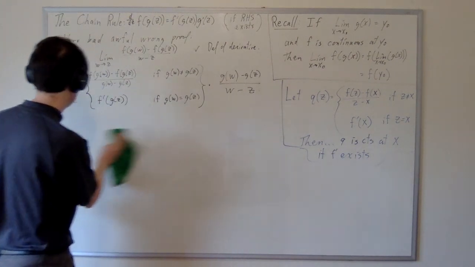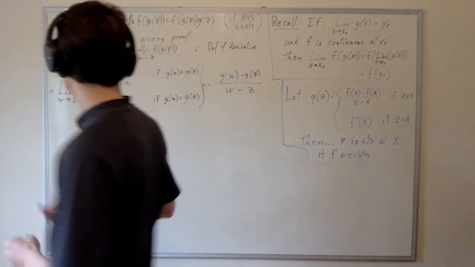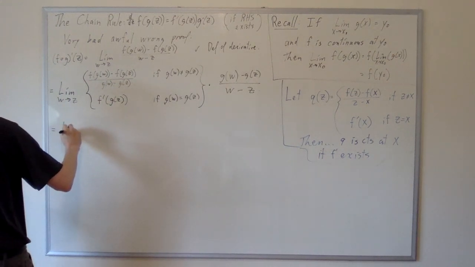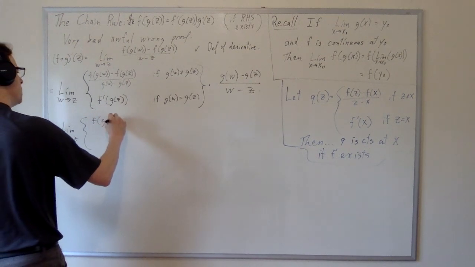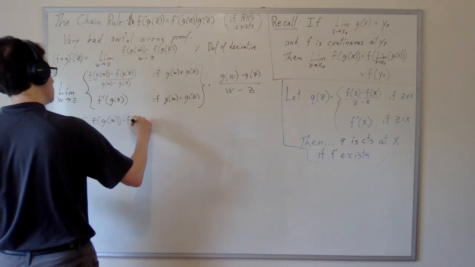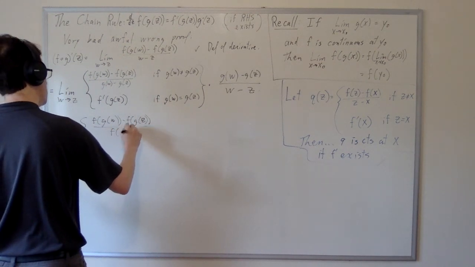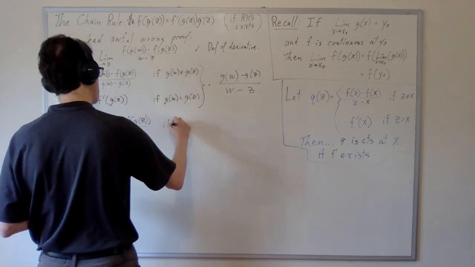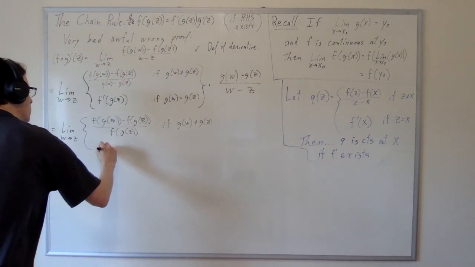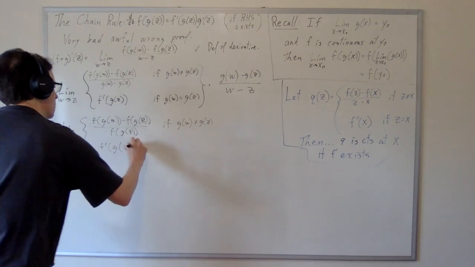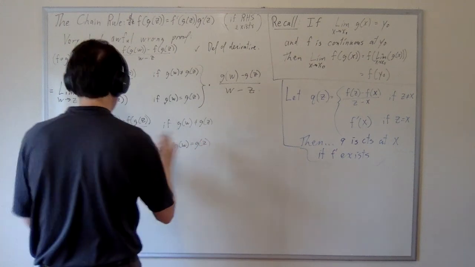Now I'm going to split this limit into two limits, and let's see what happens. I'm going to write this really quick. So this is the limit as w approaches z of this ugly piecewise function: f of g of w minus f of g of z over f prime of g of z, and that's only if g of w is not equal to g of z. And it's f prime of g of z if g of w actually should happen to be equal to g of z, which is kind of the danger condition.